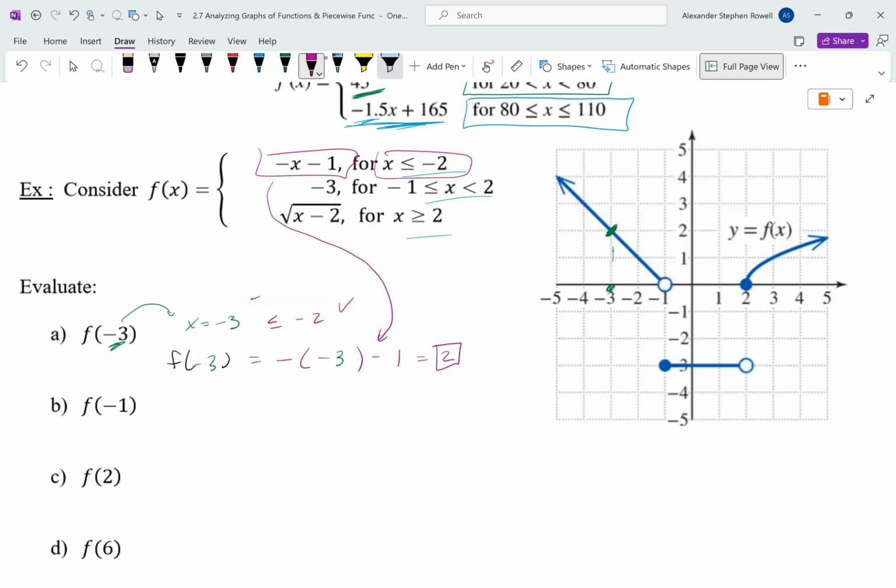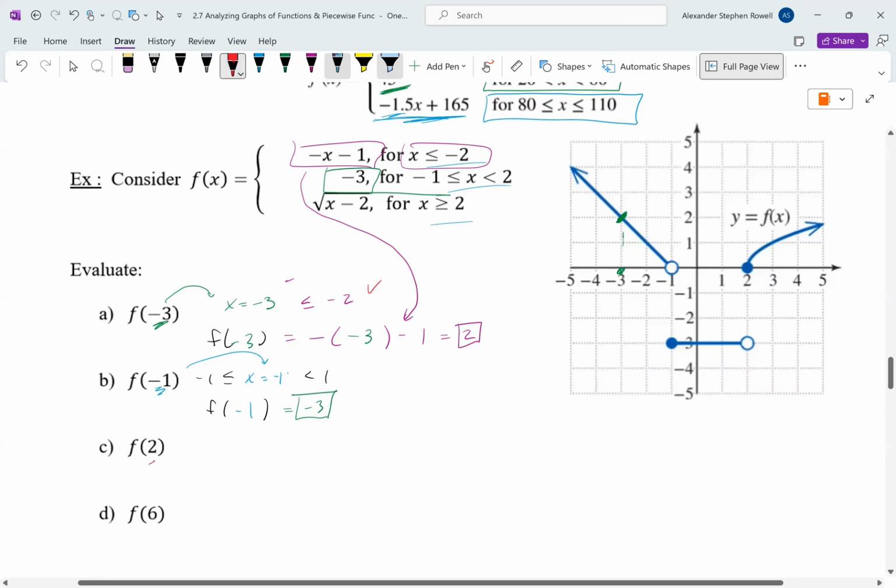So f of -1, what does my function look like? The downward line, the constant line, or the square root? I take x is equal to -1, and I say, is that less than or equal to -2? No. Is it greater than or equal to -1? Yes. In fact, x equals -1 does satisfy this inequality where it is greater than or equal to -1 and it is less than 2. My function, f of -1, should look like this function here. It's constant, -3.